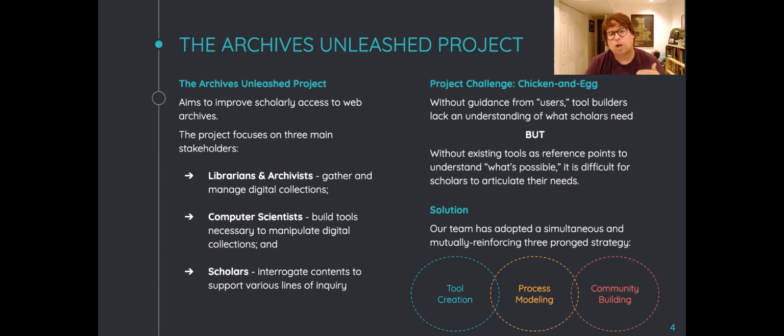But trying to provide scholarly access to web archives brings us to a bit of a chicken and egg problem. Without guidance from users, tool builders lack an understanding of what scholars might need. But without existing tools as reference points to understand what's possible, it is difficult for scholars to articulate their needs. And so we think the Archives Unleashed project has a solution here. We've adopted a simultaneously and mutually reinforcing three-pronged strategy: tool creation, combined with process modeling, combined with community building. And I'll explain how this works in this paper.